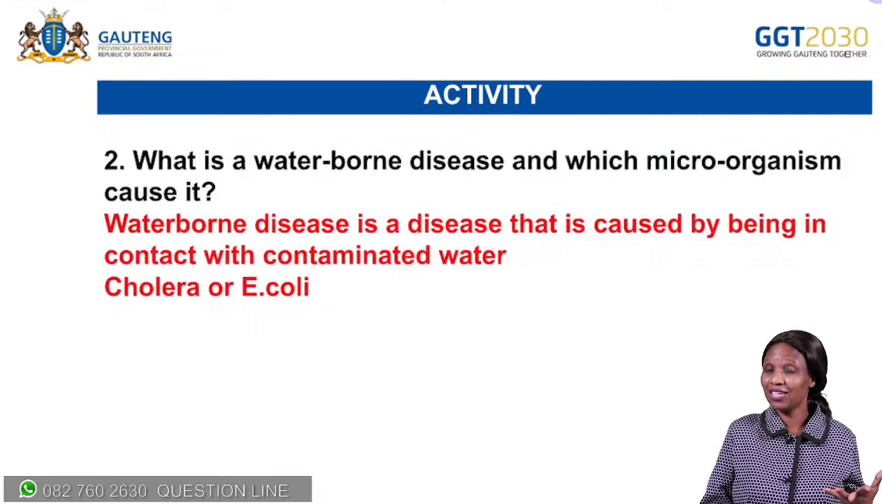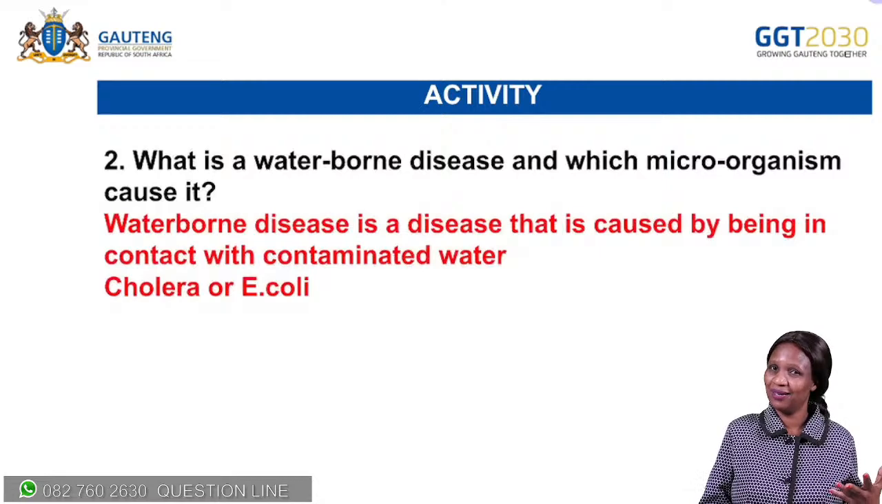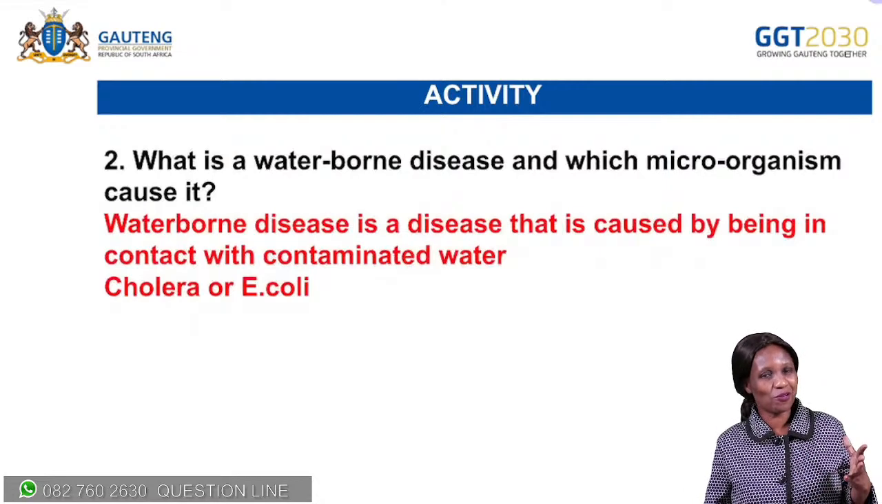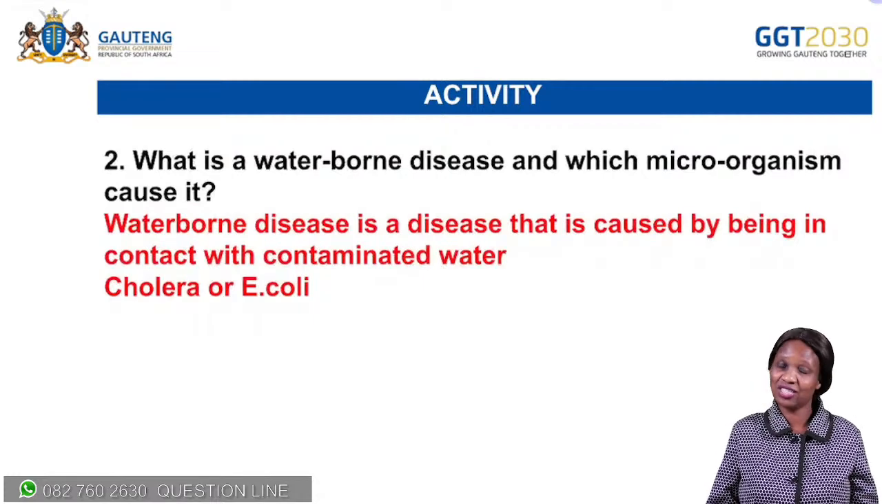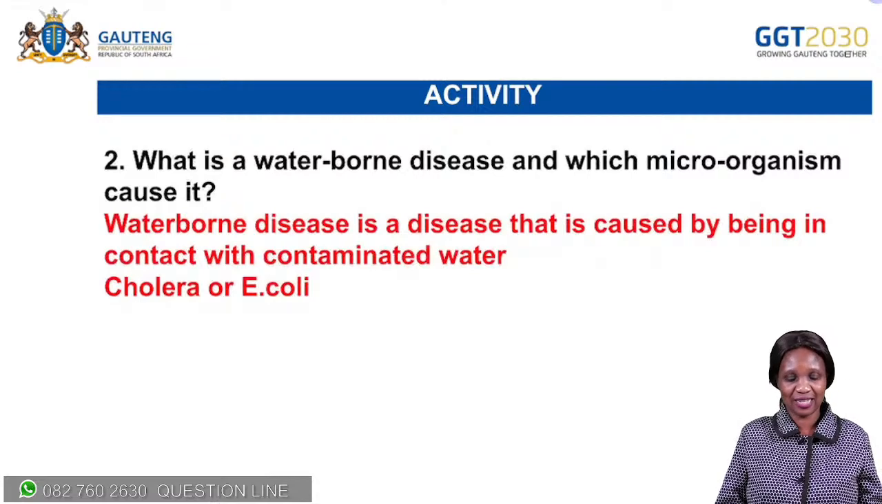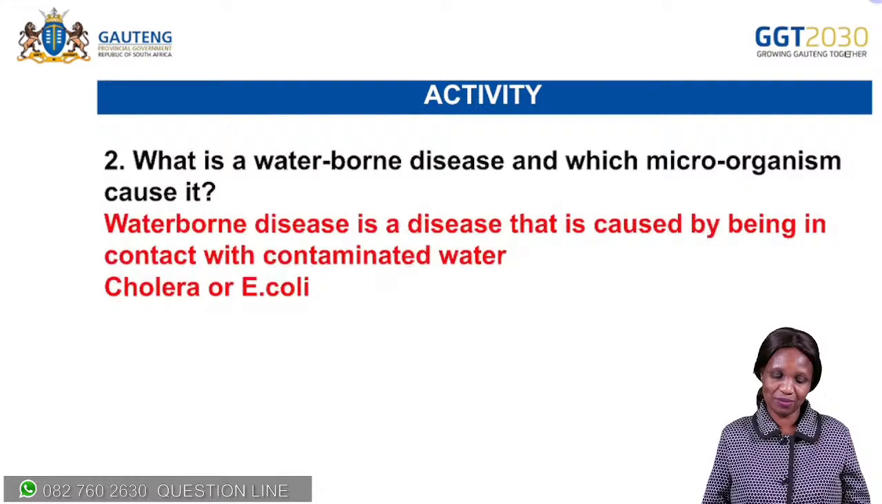They appear large when we put them under a microscope, but we've got different types. We've got the harmful ones, and we also have the useful ones that we are using. Let's check question number 2. It says, what is a waterborne disease and which microorganisms cause it?